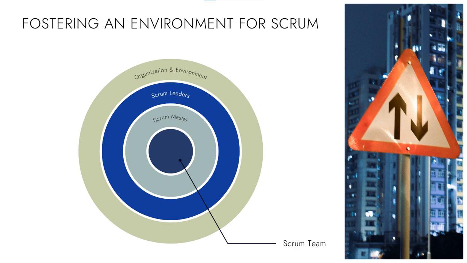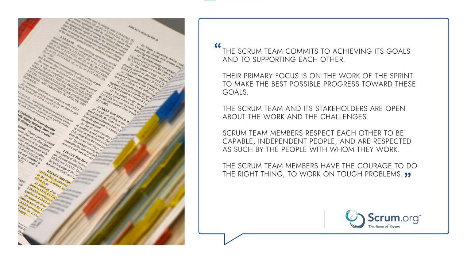You can look to Scrum's values of commitment, courage, focus, openness, and respect to help create a culture that accepts and nurtures Scrum teams. From the Scrum Guide, the Scrum team commits to achieving its goals and to supporting each other. Their primary focus is on the work of the sprint to make the best possible progress toward these goals. The Scrum team and its stakeholders are open about the work and the challenges. Scrum team members respect each other to be capable, independent people and are respected as such by the people with whom they work. The Scrum team members have the courage to do the right thing, to work on tough problems.